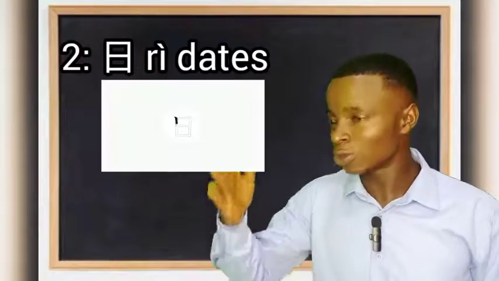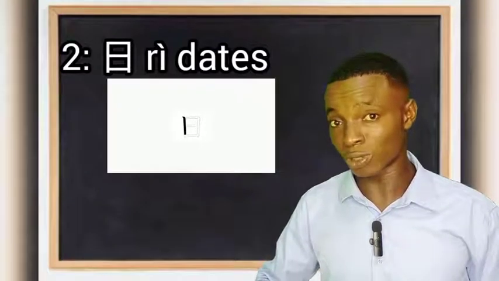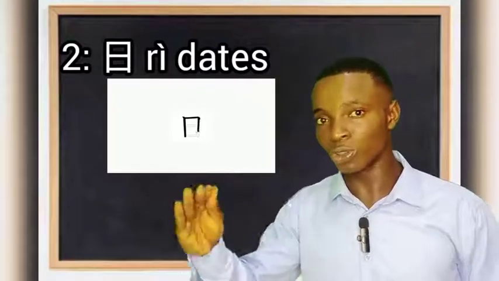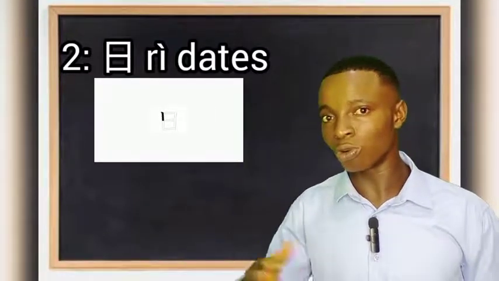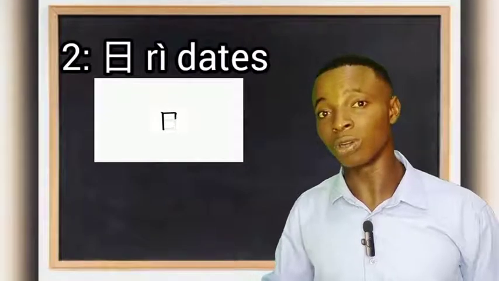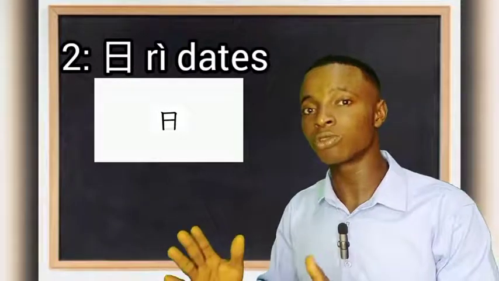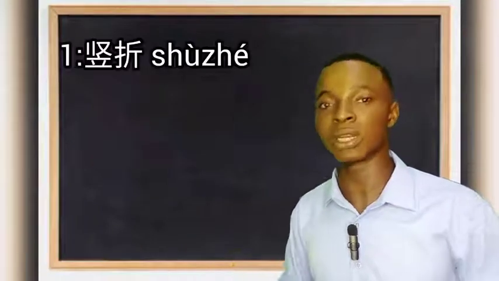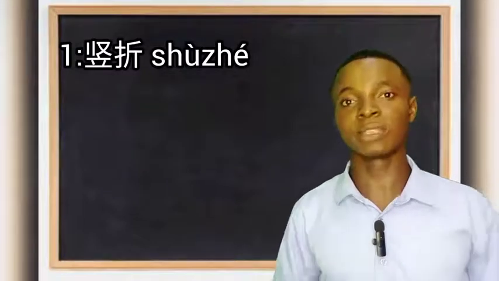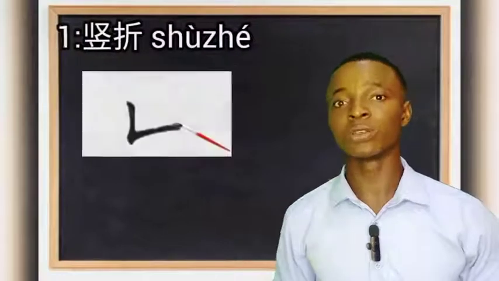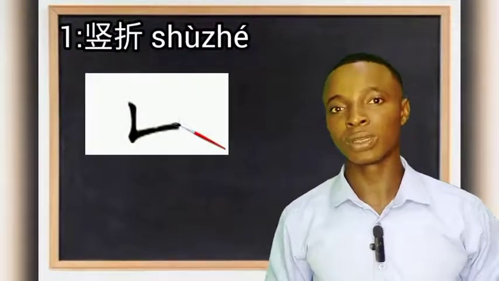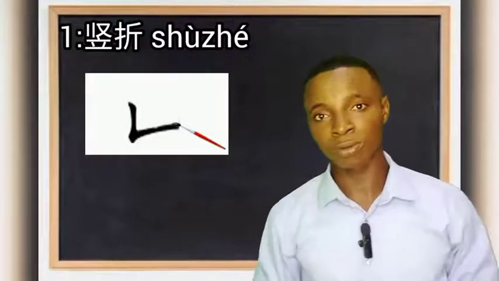We'll have shù, which is the vertical line, héngzhé, héng, héng, giving us 4 stroke orders. We have 4 stroke orders in this character. It's very simple. The last stroke for today is shùzhé. Shùzhé is also very simple.